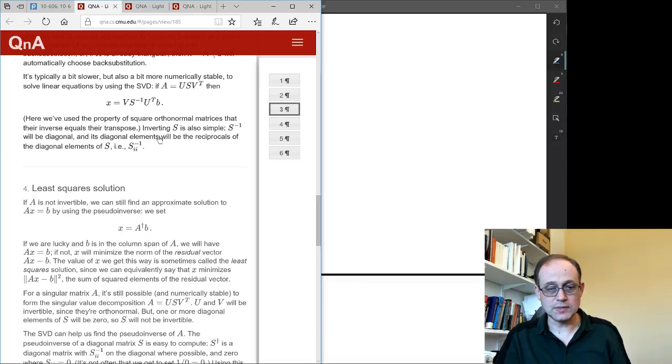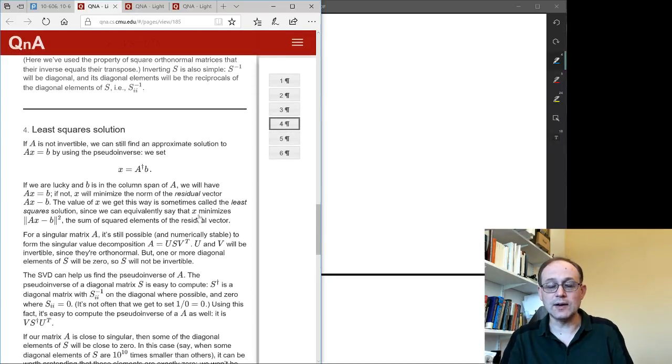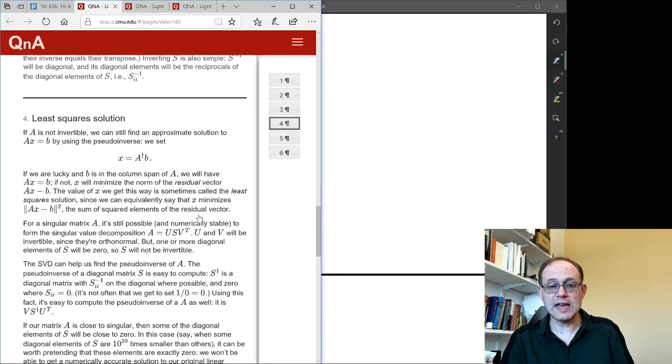All right. So then the next question is least squares. If A is not invertible, we might still want to try to approximately solve AX equals B.